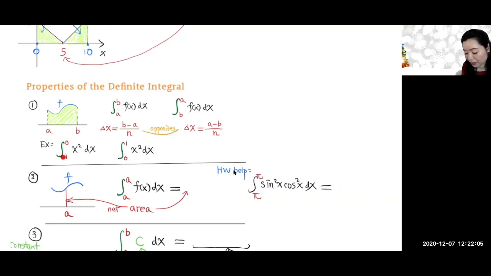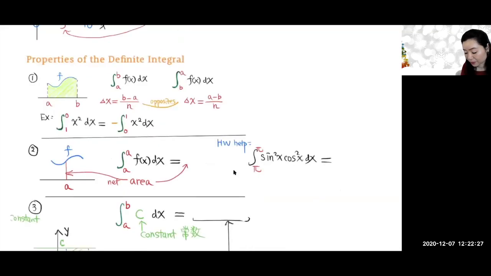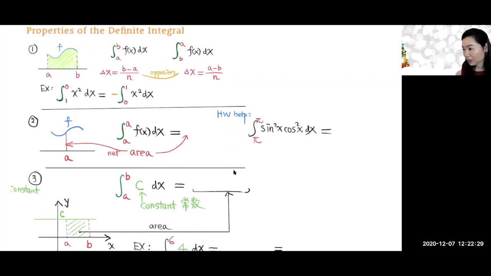So for example, we have this integral. If you switch the upper and lower limit, you put the 0 down and put the 1 up, then you get the opposite. So this integral is the opposite of this integral. So when you switch the upper and lower limit, you will get the opposite. Okay. So that's the first property.